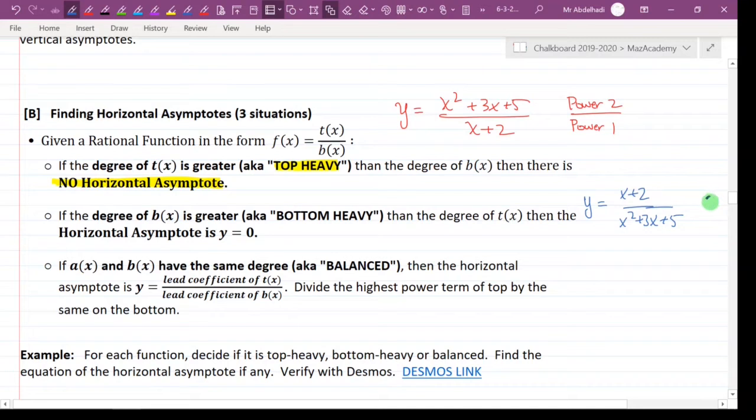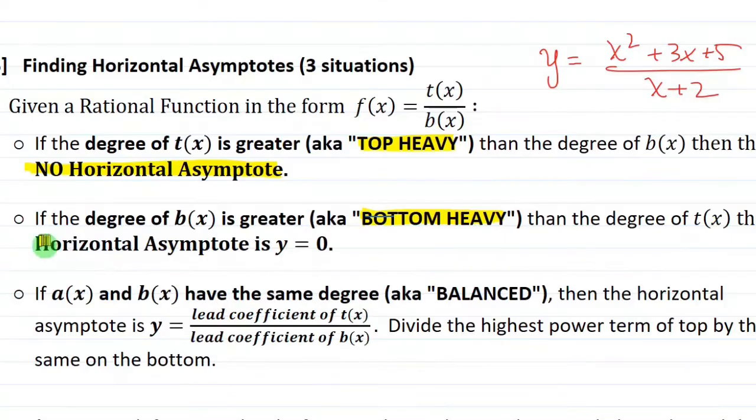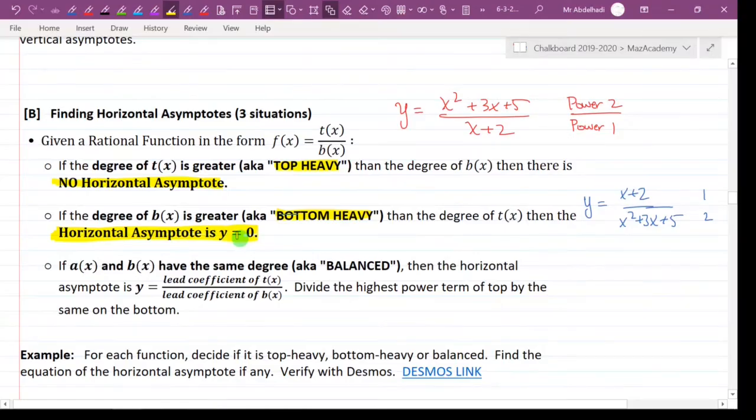What about if you flip this upside down? Now the power is 1 on the top and a power of 2 on the bottom. This is what I refer to as bottom heavy. And if you're bottom heavy, then your horizontal asymptote is the x-axis, y equals 0. The last one is what I call balanced. Do the top and bottom have the same power? So an example of that would be y equals 3x squared plus 2x plus 1 on top and 5x squared minus 4x plus 3 on the bottom.